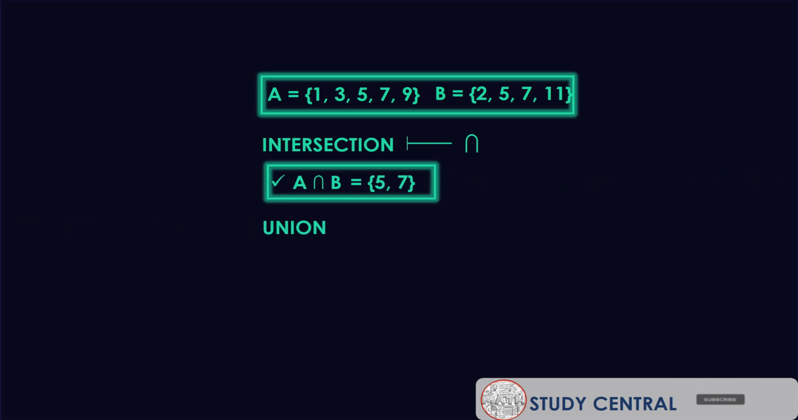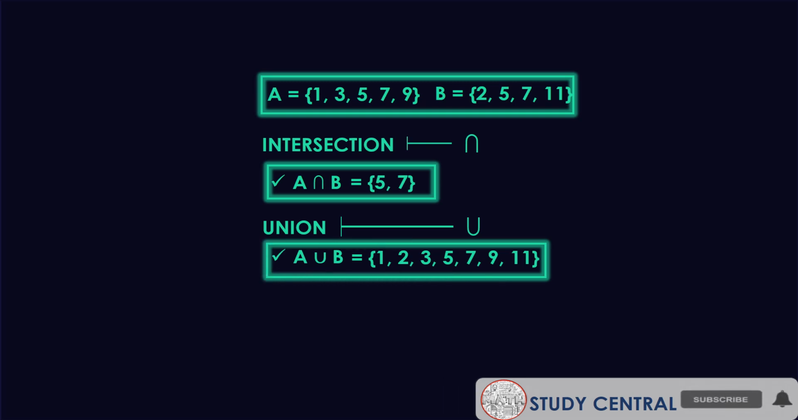Now, union. Union of two sets is the combination of all elements of both sets without repetition. This is the symbol for union. The set A union B contains all elements in A and B. If some elements appear in both sets, they should not be repeated. This is the set A union B.